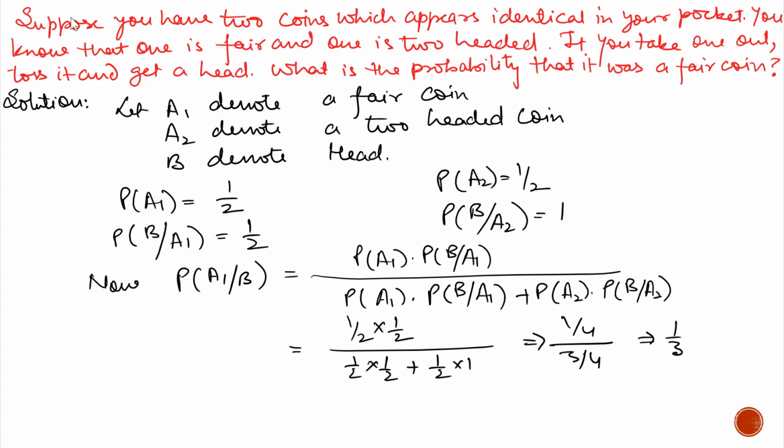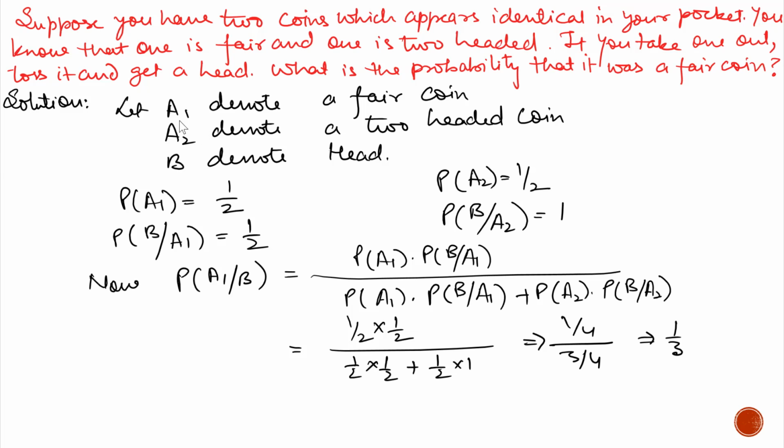Next example, suppose you have two coins which appear identical in your pocket. You know that one is fair and the other is two-headed. If you take one out, toss it and get a head, what is the probability that it was a fair coin? So now here we have two events. One is a fair coin, another is a two-headed coin, and after that we get a head.